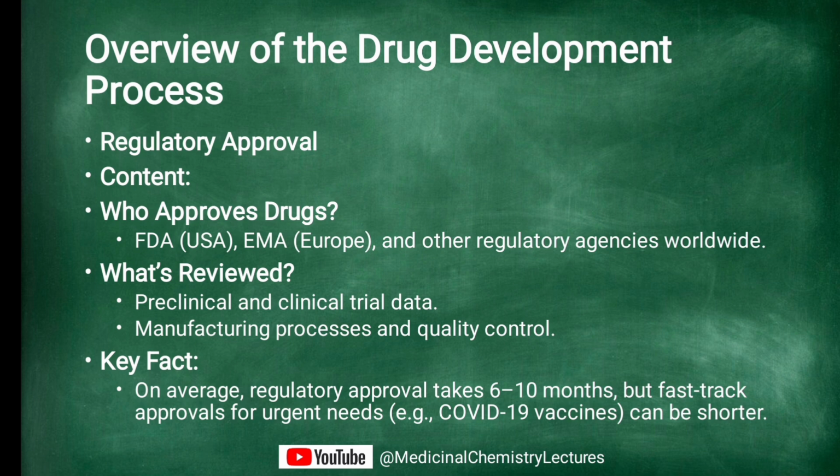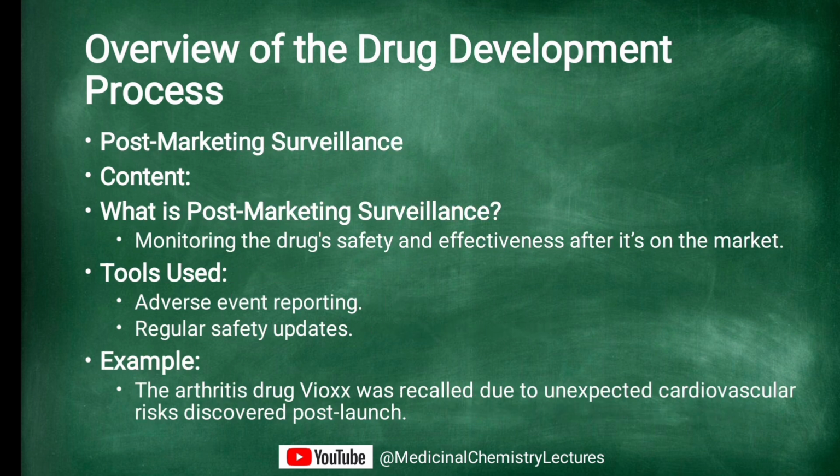3 key facts. Did you know? On average, regulatory approval takes 6 to 10 months, but in urgent cases like the COVID-19 vaccines, fast-track approvals can cut this time drastically. The bottom line: clinical trials and regulatory approval are more than processes, they're lifelines. Precision, perseverance, and people are at the heart of every breakthrough.